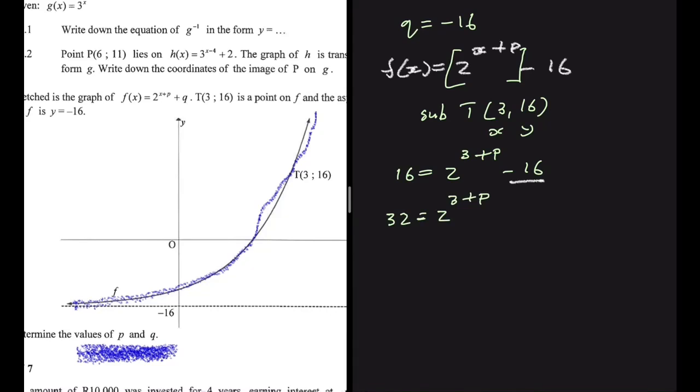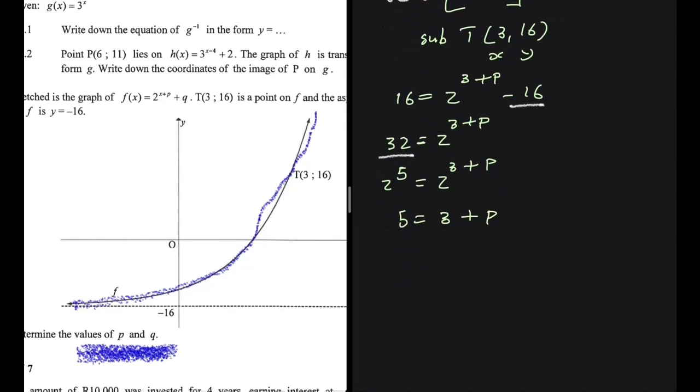I wish it was possible for me to write 32 with the base of 2 easily, so that I can drop the bases and equate the exponents. Actually I can do that, because 32 is just 2 to the power of 5, and then that will be equal to 2 to the 3 plus p. So now you can see here that 5 is equal to 3 plus p, right? And then 2 is equal to p. That becomes easy to see now.